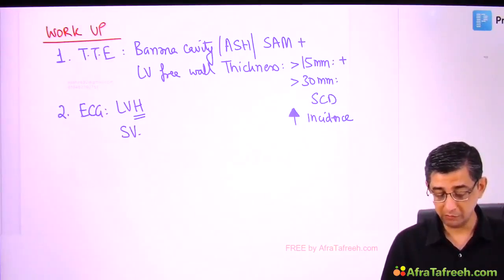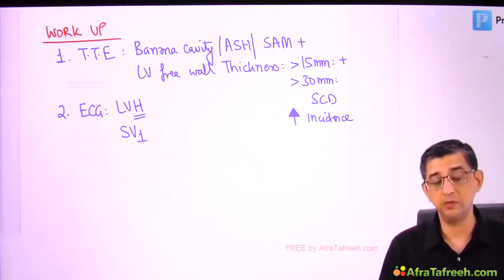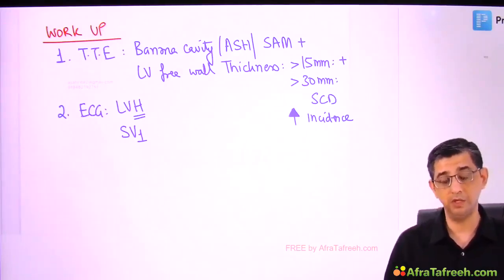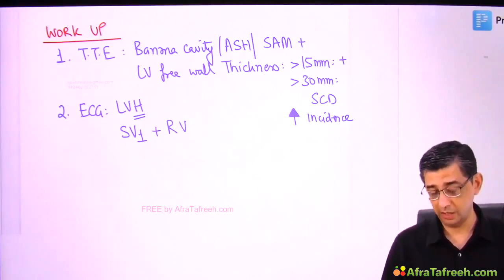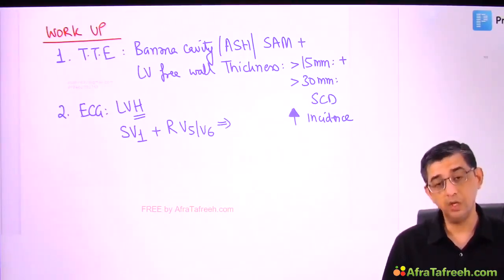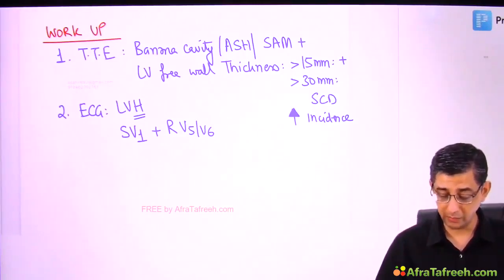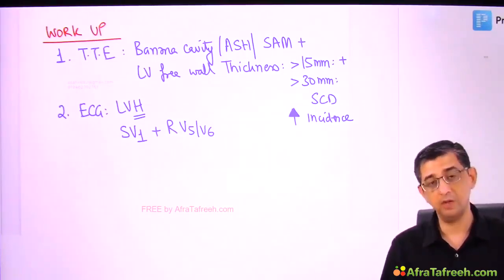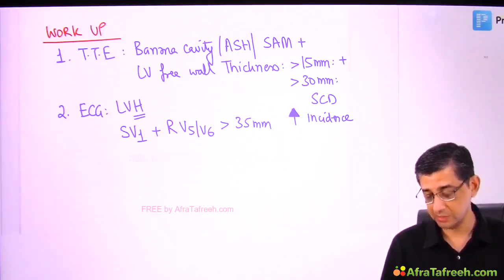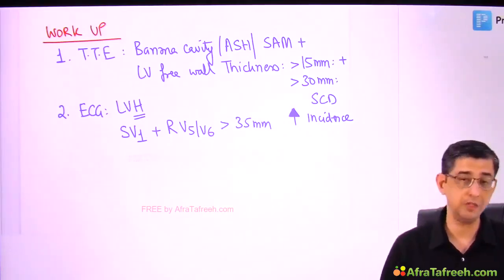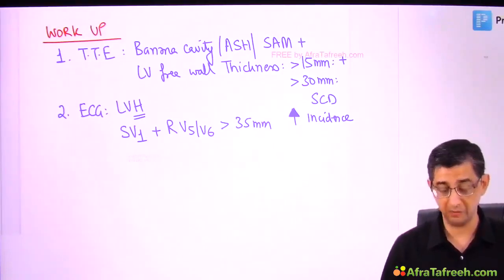For this, you will have to first take into consideration the depth of the S wave in lead number V1, and then you need to take the height of the R wave in lead number V5 and V6, and then add the two. If you find that the depth of S wave in V1 or RV5 V6 combined is more than 35 millimeter, it is suggestive of left ventricular hypertrophy. Obviously, the confirmation will come from echocardiography.